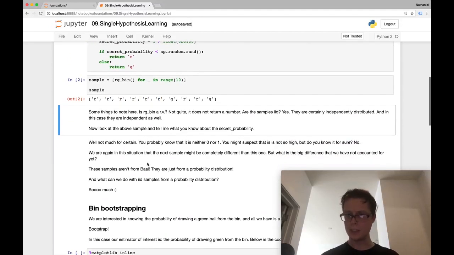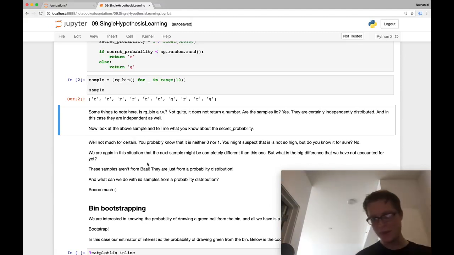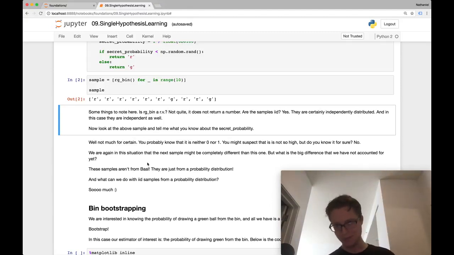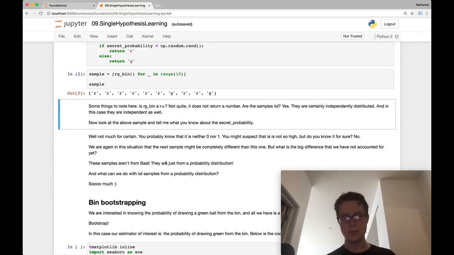So we're in the same situation. We have some data that we've seen, and we want to infer things about lots of data that we haven't seen. How would we do this? Well, if you remember before, we needed one more assumption. And what was that assumption? Well, that assumption was that these samples were independently and identically distributed, and that they were drawn from a random variable. So they're from a probability distribution.